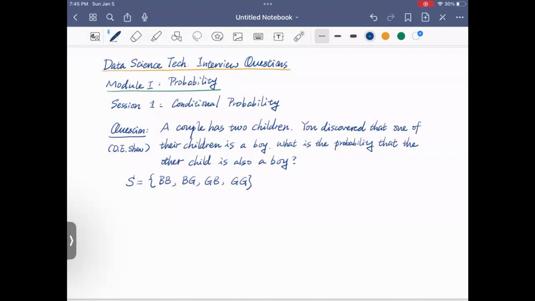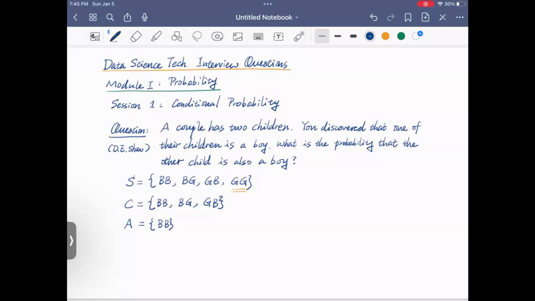Then let's define the condition event, C. C is: one of their children is a boy, so at least one of them is a boy. So C has three elements. Only this event does not satisfy the condition. And our event of interest A is that the other child is also a boy, so it's the BB case.